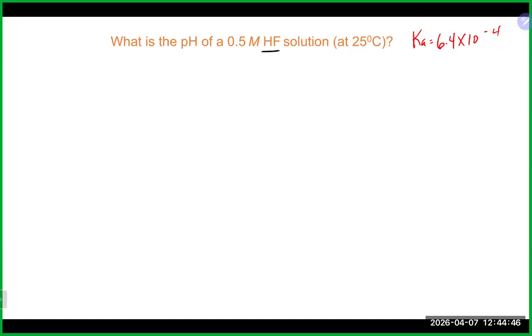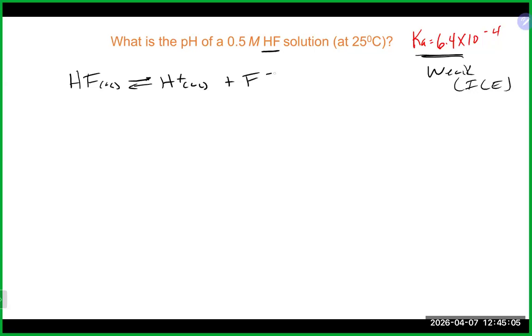I see HF, which is an acid. I also see, again, a Ka value tells me it's weak. Weak should then tell me I should do myself an ICE table here. So I'm just going to simply show my HF dissociating into H plus. And again, if you want to use the water and H3O plus, perfectly fine. But I'm just going to do it this way.